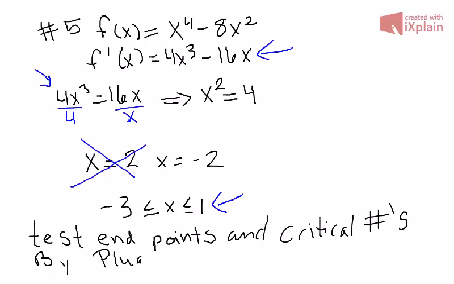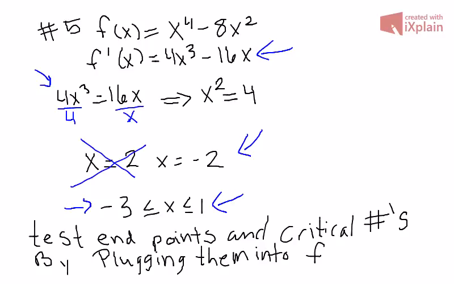So you want to test the endpoints. We want to test 1 and -3. And you also want to test -2. So you plug all 3 of those into f of x, the function, not the derivative. You plug them back into the function. Okay.